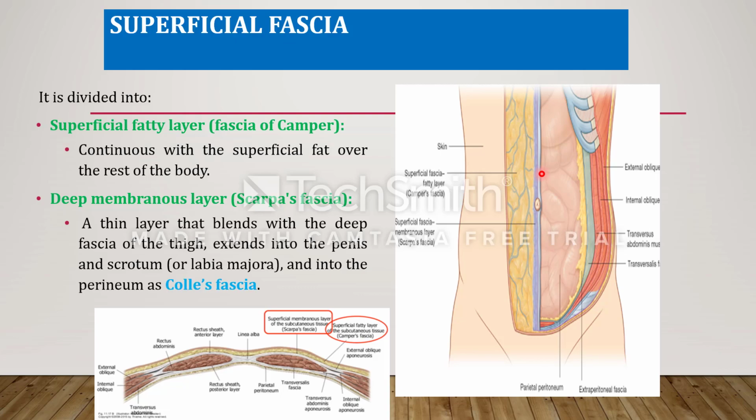This Scarpa's fascia blends with the deep fascia of the thigh, and it extends into the penis also, and scrotum in males, and labia majora in females, and in the perineum also. And this Scarpa's fascia will become the Colles fascia in the perineum. So this is the superficial fatty layer. It is continuous with the superficial fat over the rest of the body, and this Scarpa's fascia will become the Colles fascia in the perineum.